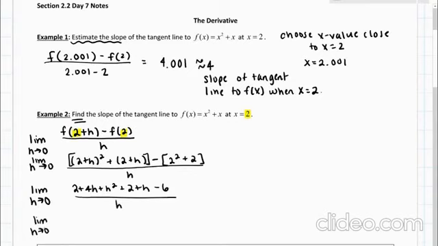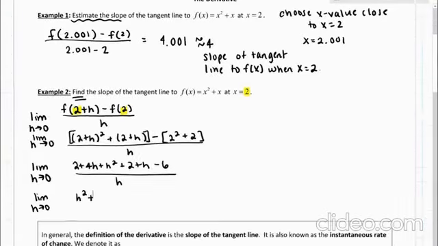So simplifying again, I have h squared plus 4h plus h, which would be 5h. And then I have, sorry, this should be a 4 here, 4 plus 4h plus h squared, 4 plus 2, which is 6, and then minus 6. So that drops out here. 4 plus 2 is 6, minus 6, and then it's all over h.